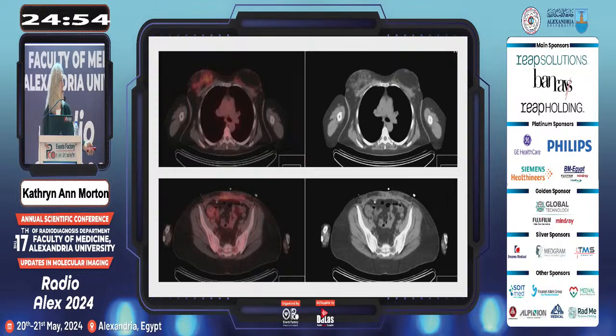This is all fat necrosis, and fat necrosis shows increased activity on PET. It is not something that resolves with time. It can persist.